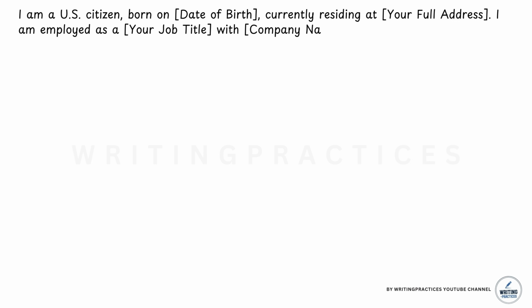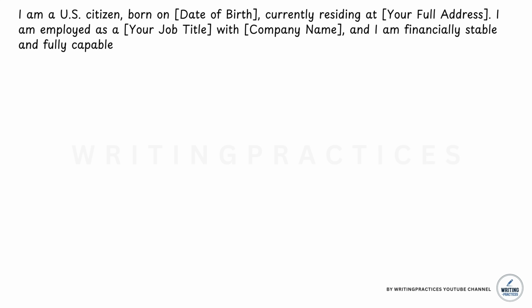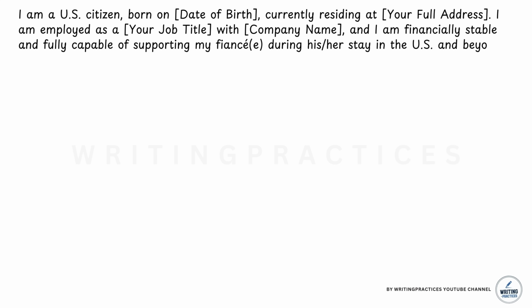This paragraph shows that you meet the requirements to be a K-1 petitioner. You're demonstrating that you can provide financial support and have a stable living situation. This is essential to reassure the consulate that your fiancé will not become a public charge. Include details such as your birth date, job title, and employer. Mentioning your financial ability assures the officer that your fiancé will be taken care of once in the US.